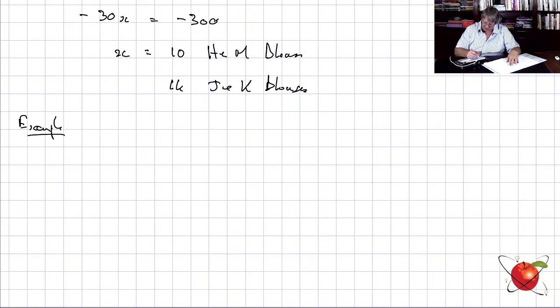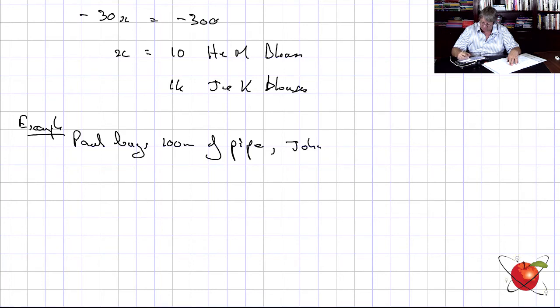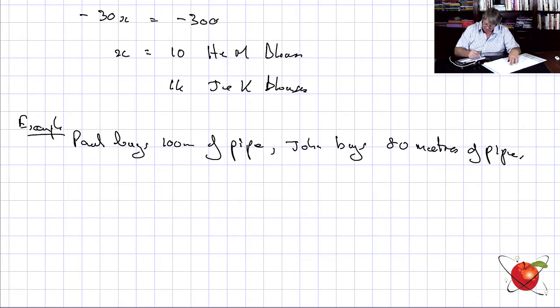Paul buys 100 meters of pipe. Okay, that should probably be piping. And John buys 80 meters of pipe, but pays 20% more per meter.